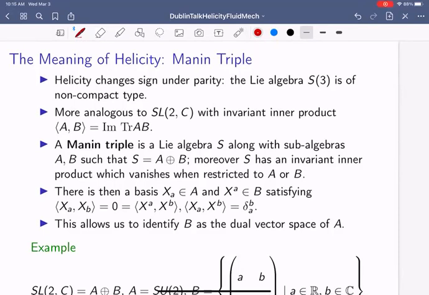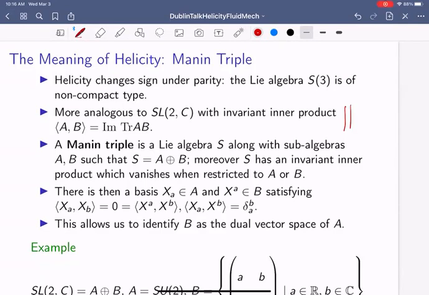It has signature plus minus. Of course, on an infinite dimensional space, but there is a sort of symmetry between the positive and the negative signatures. So helicity is an invariant inner product which is of non-compact type. So the proper analog is not the rotation group. A better analog, to have a finite dimensional analog, you should really think about the Lorentz group, or more precisely, SL2C, which is the complexification of the Lie algebra of rotations.